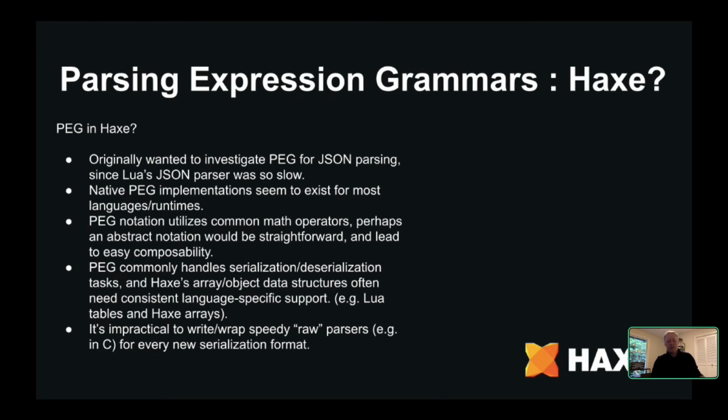Case in point, once again, Lua tables are one-based index, whereas Haxe arrays, of course, are zero-based index. So right off the bat, you can't rely on a Lua library for decoding JSON, because it will do it in a different way. And at the same time, it's impractical to write or wrap speedy raw parsers. Nobody wants to adapt a bunch of C code for every serialization format that comes out. So especially for Lua, it's a painful and persistent problem.